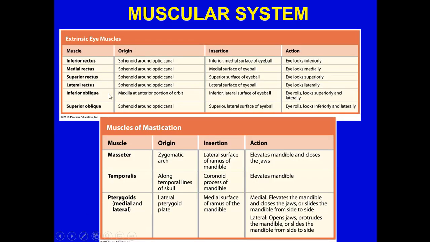Now, we've gone through all of these muscles here, and you should get an idea about their actions. It is important that you get some idea about origin. Insertion for all of these eye muscles is basically into the eyeball. That's going to cause it to move. The origins, you can pretty much work out, are all going to be in the sphenoid except for the inferior oblique, which is in the maxilla. Okay?